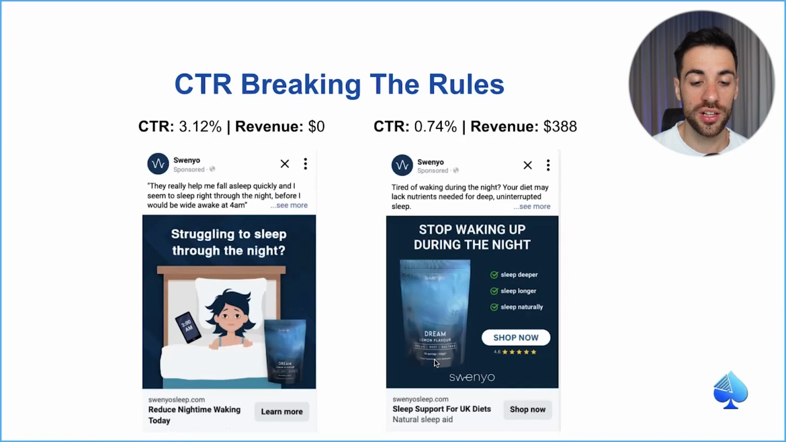You can quite clearly see what this is. It's a lemon flavor. It's some sort of supplement or drink or powder or something in a bag. So you know what it is and you know what it does. You sleep deeper, you sleep longer, sleep naturally. If that is not relevant to you, you're not interested in that, you're not going to click. So it is disqualifying people a lot better than this one that just has a lot of ambiguous stuff and you don't know what it is.